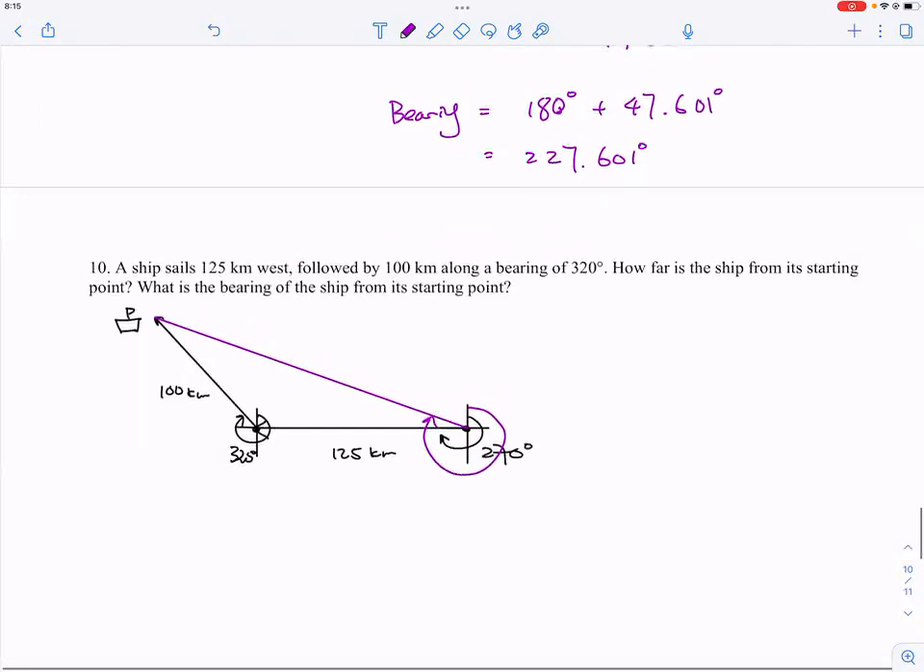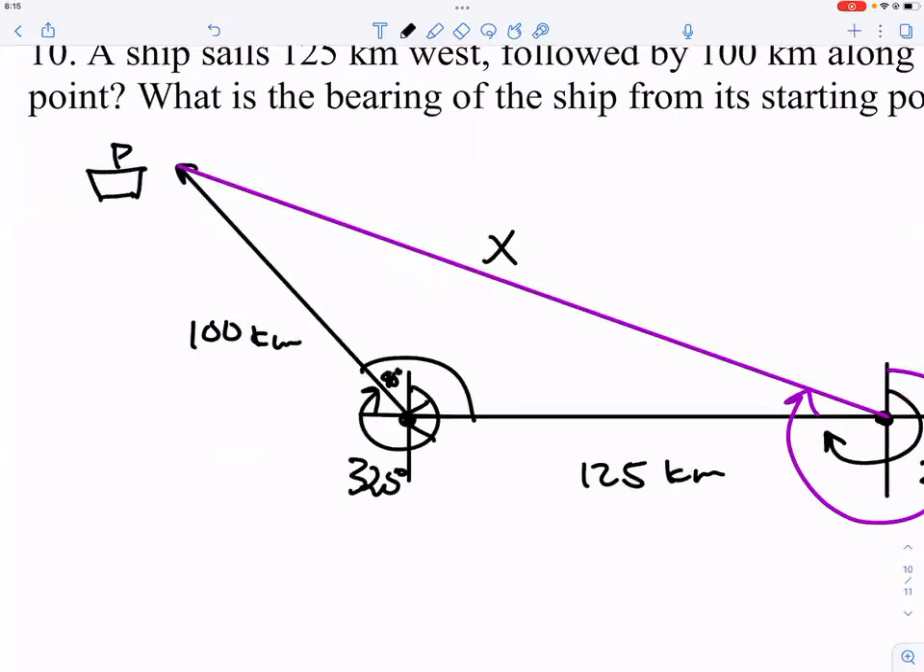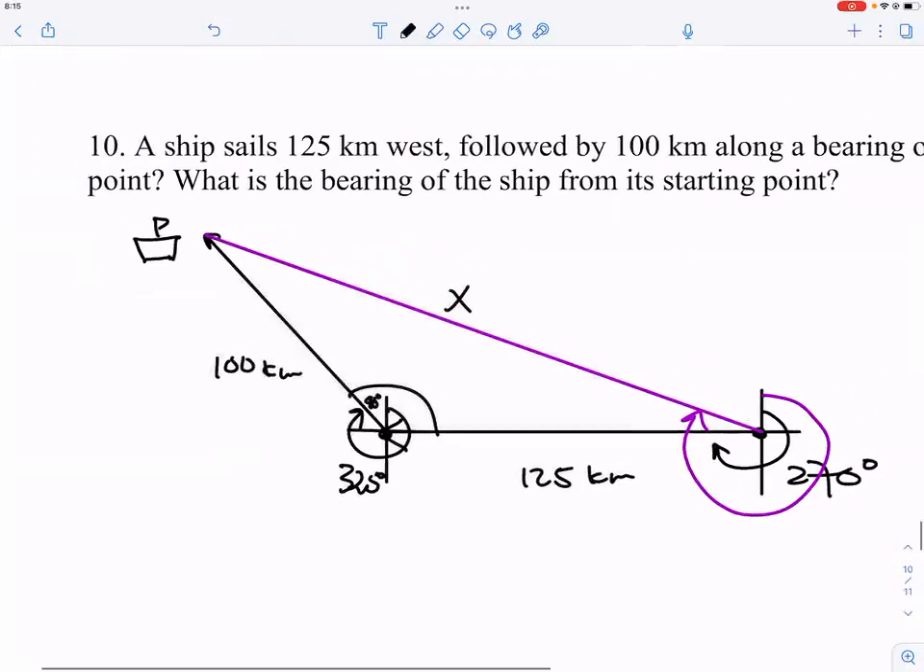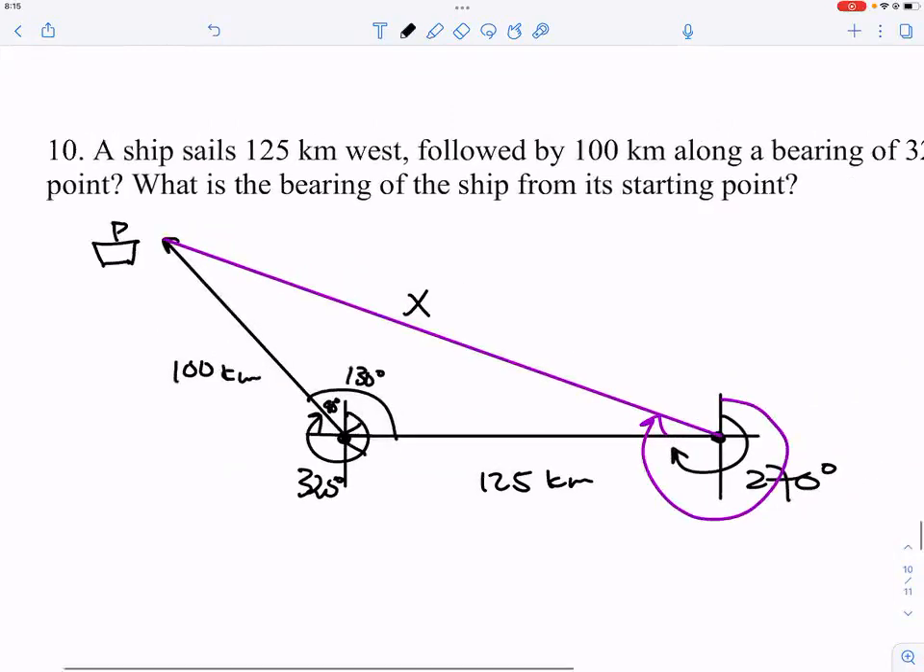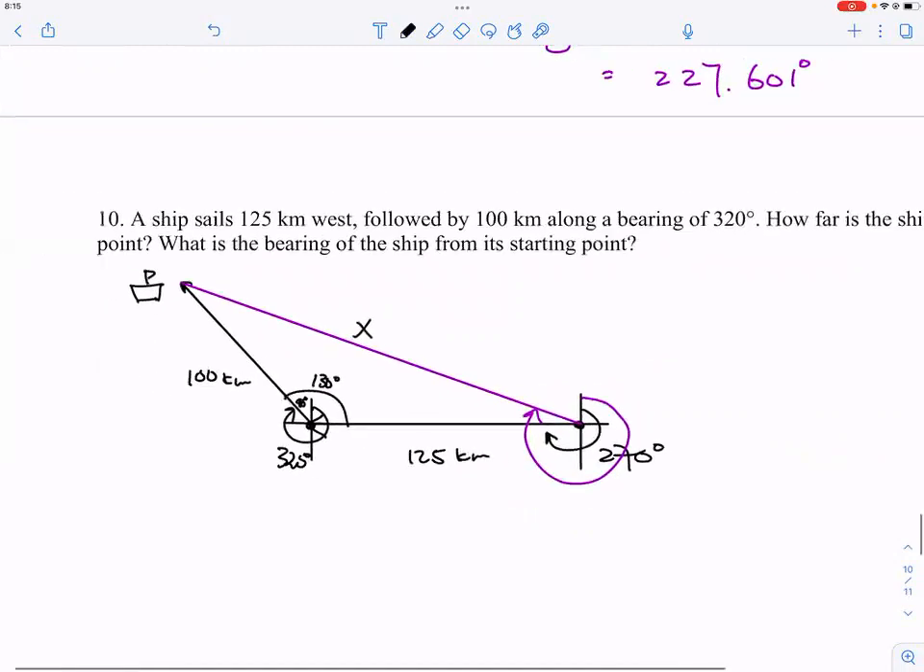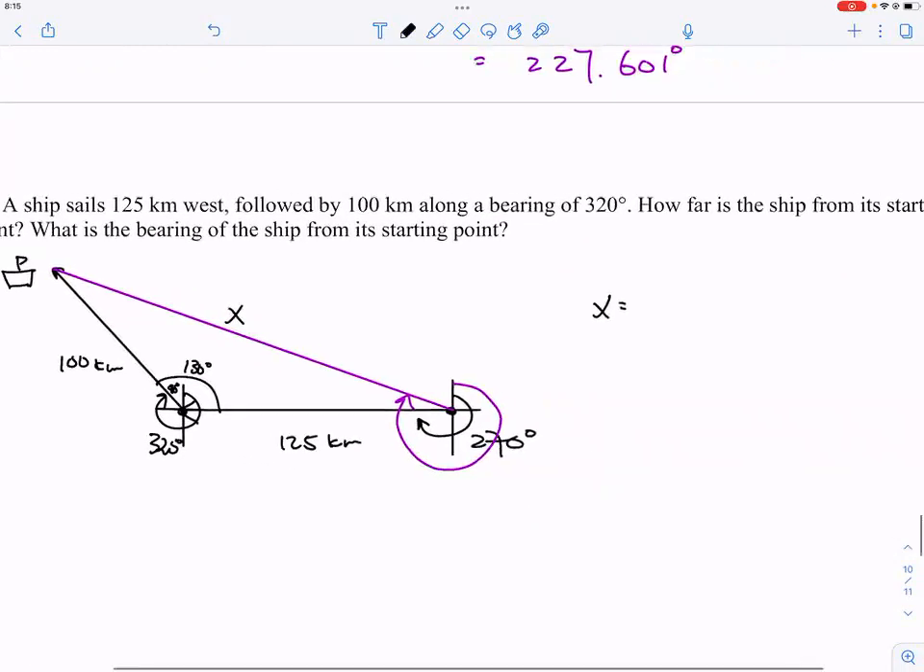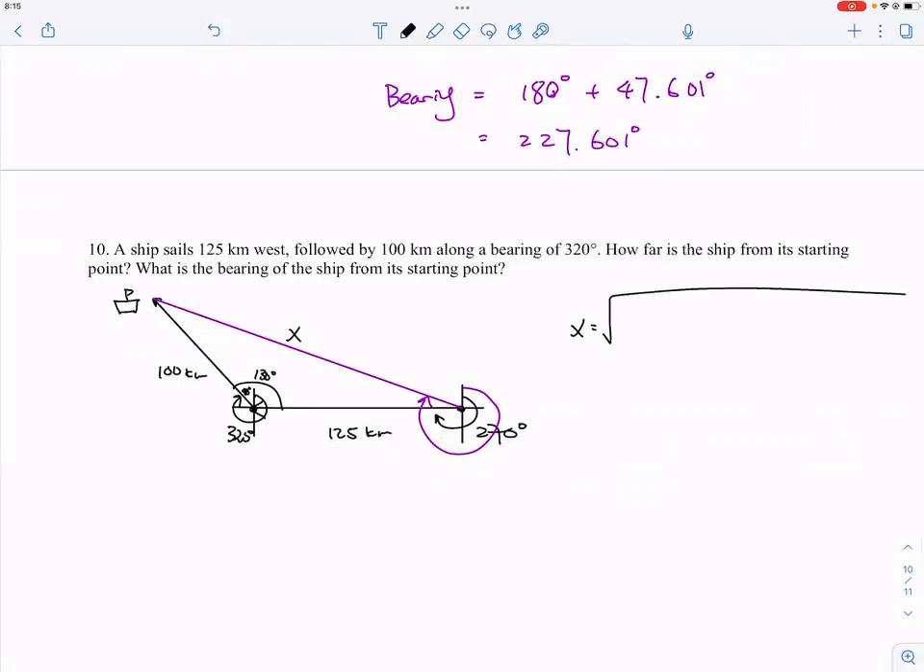So how do we find this distance? We need this angle. We know this one is 40 degrees, and the other is a right angle, so 40 plus 90 is 130 degrees. So x is equal to the square root of 100 squared plus 125 squared minus 2 times 100 times 125 times cosine of 130 degrees. Go ahead and compute that.